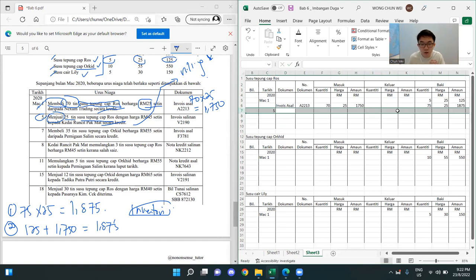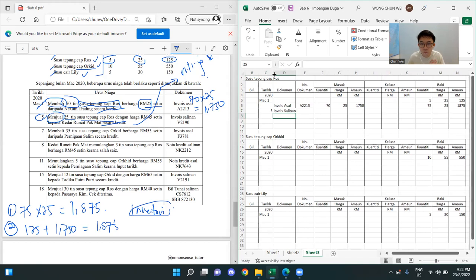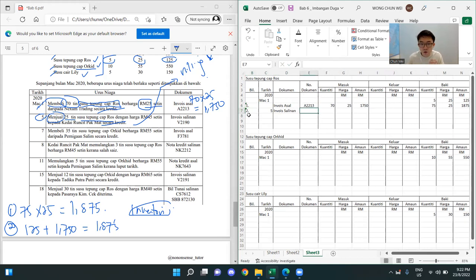Nanti keluar. But before that, let's record the document first. So ada invoice salinan. By the way, for this one you can put like 1 or 2. The number is V2190. So you draw berapa unit? 25 unit. You draw harga berapa? 45, you put 45. Don't write first, okay? I'm just showing you first.